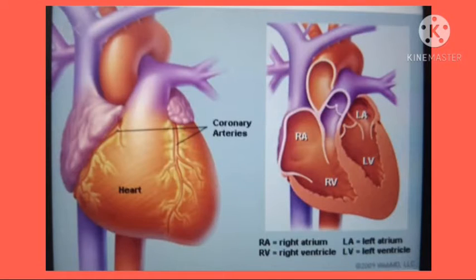Our heart is divided internally into two portions, the left portion and right portion, by a membrane we call the septum. After that, each half is further divided horizontally into two chambers. The upper chambers are called auricles and the lower chambers are called ventricles. So dear students, there are two auricles and two ventricles. So our heart has four chambers.